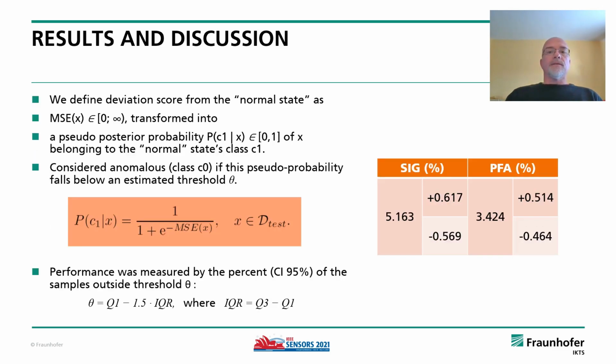We defined the deviation score from the normal state as mean squared error of the input sample X transformed into pseudo-probability of X belonging to the normal states. The input sample X is considered anomalous if this pseudo-probability falls below an estimated threshold theta. The performance of the models trained on only signals from the good specimen was measured by the percent of samples outside the threshold. The threshold is defined by the interquartile range.